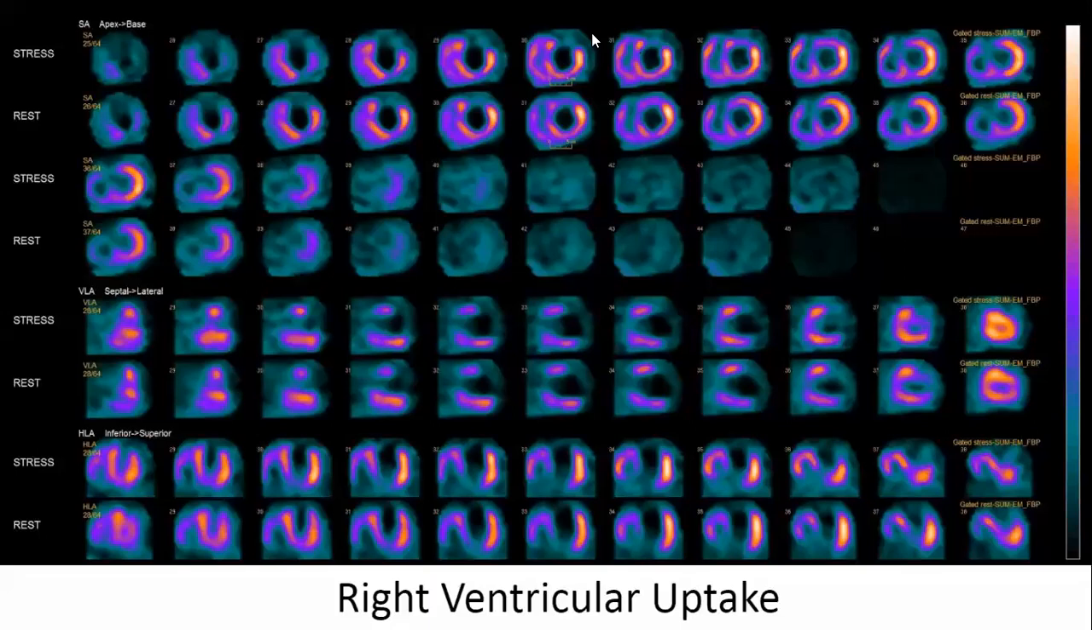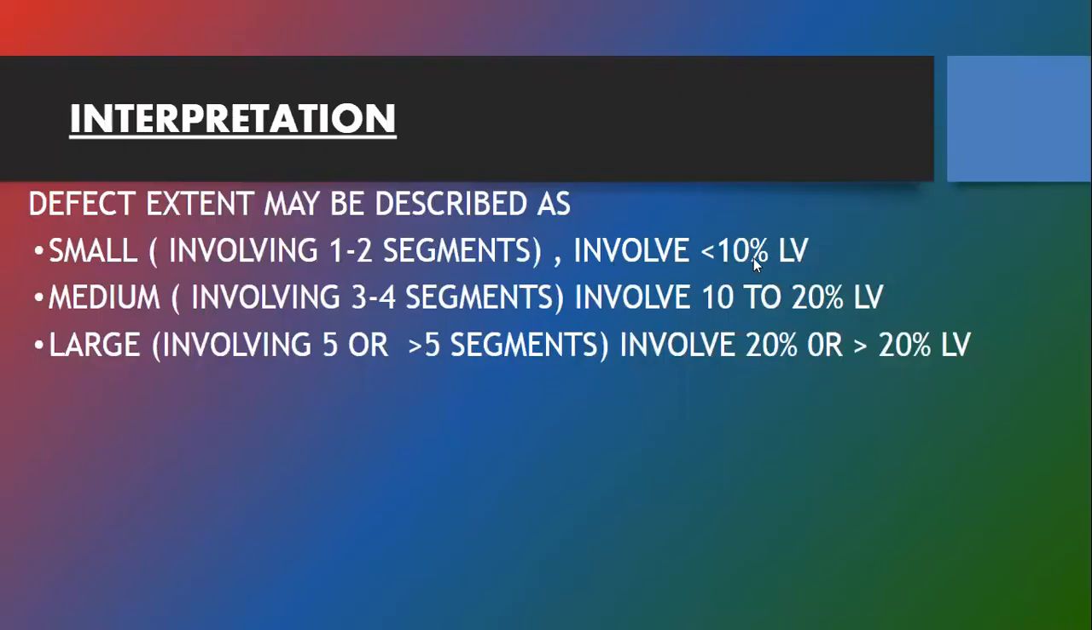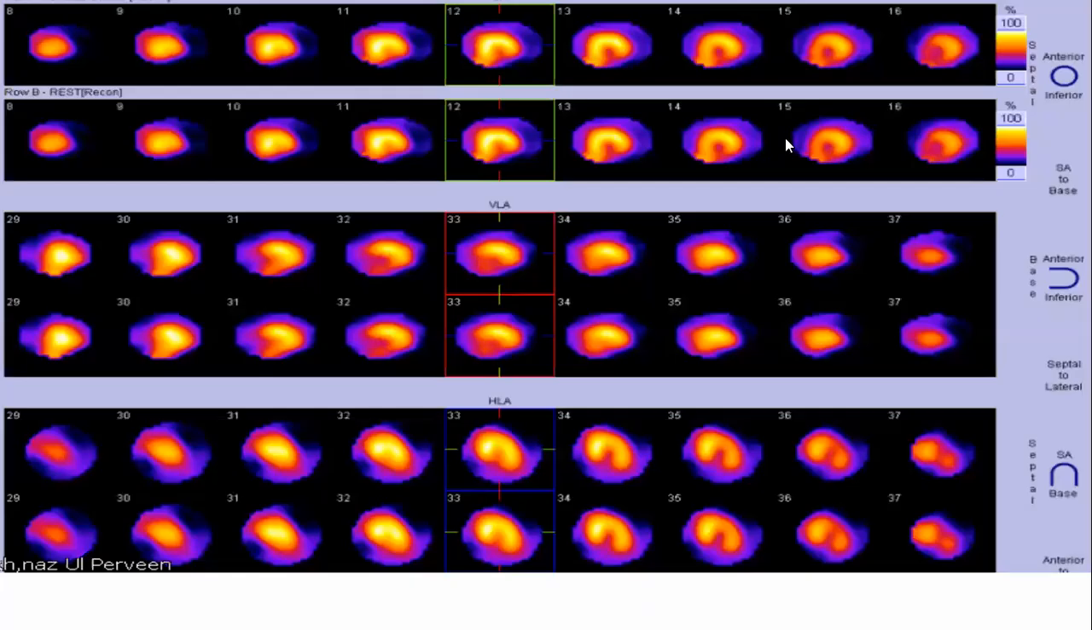Sometimes in dilated hearts, apart from the left ventricle, you may also see the right ventricle uptake. If it is there, right ventricular uptake is also a high risk feature of a myocardial perfusion scan. A defect extent may be small, involving 1 to 2 segments, that means less than 10% of the left ventricle; medium, 10 to 20%; and large is 5 or more segments, that makes more than 20% of the left ventricle. So from here we are going to move on and have some practice.